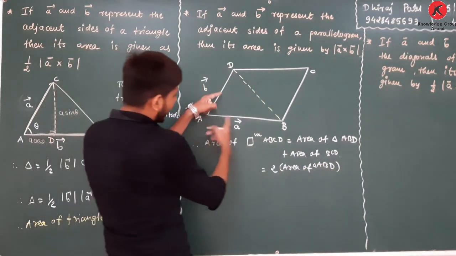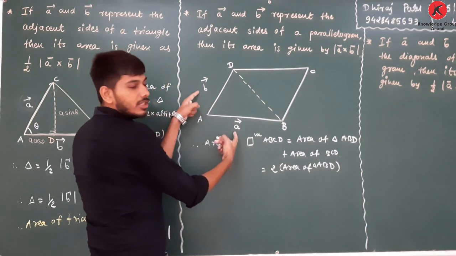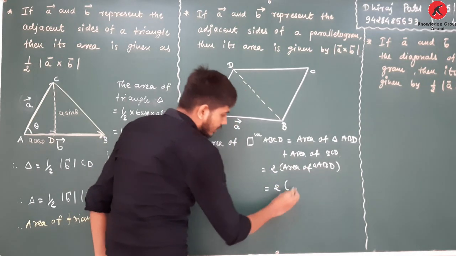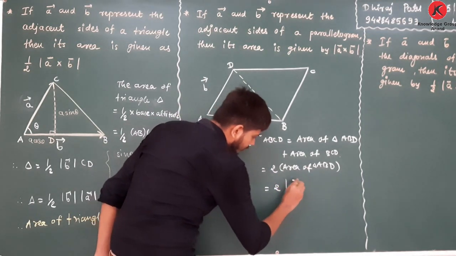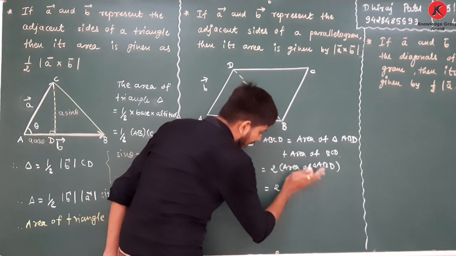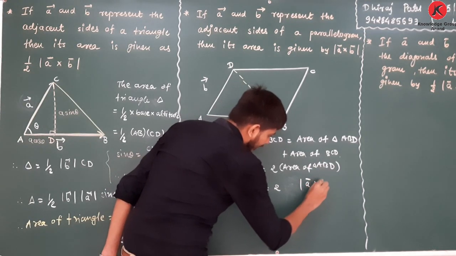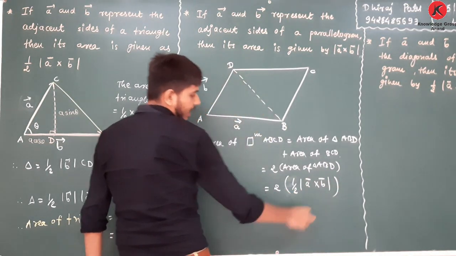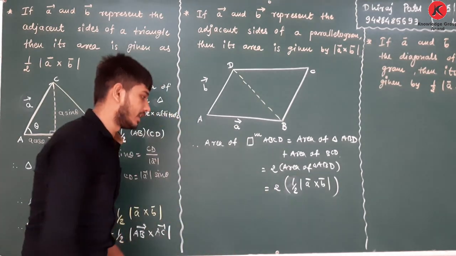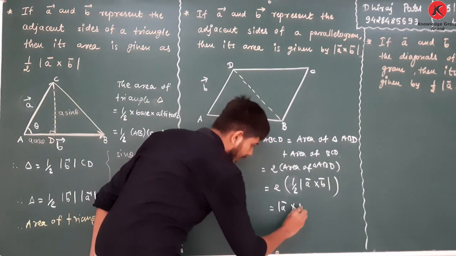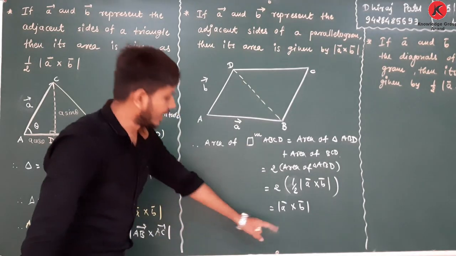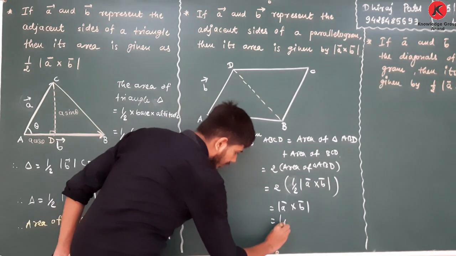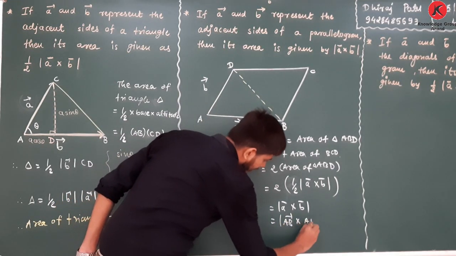And now we know that the area of triangle ABD, if two adjacent sides are given, then we can say that 2 times half magnitude of vector A bar cross B bar. આનો થાય half A bar cross B bar, and 2 will get cancel out. Therefore we will get A bar cross B bar. જો તમારે A bar cross B bar ના ફોર્મમાં ના લખો તો AB cross AD લખી દો. Therefore we can get AB cross AD.